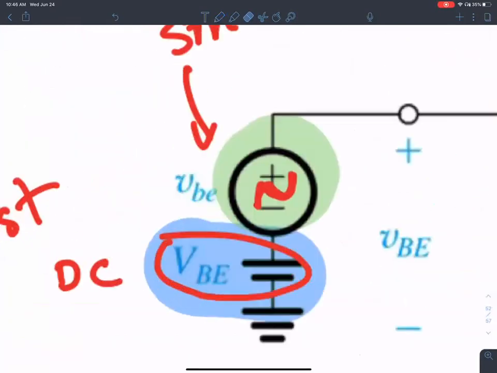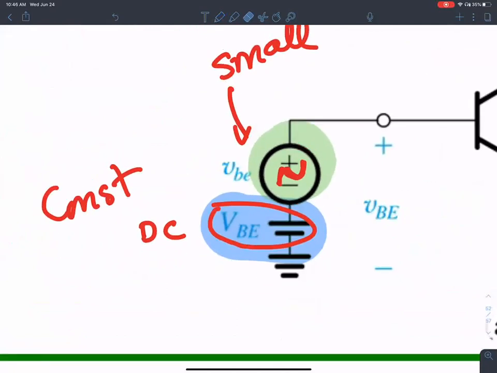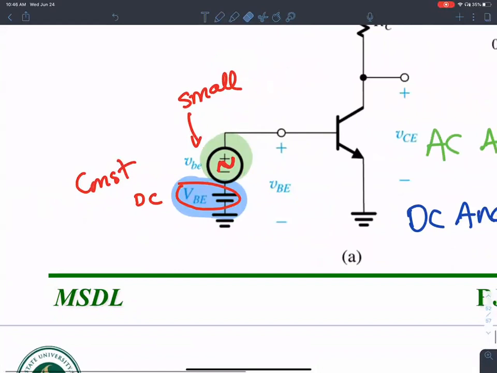If you observe, the DC values, the large signal values, are shown using uppercase, and the small signal values are shown using lowercase. The resultant is this guy, VBE, which shows the overall effect of both of these on this signal.